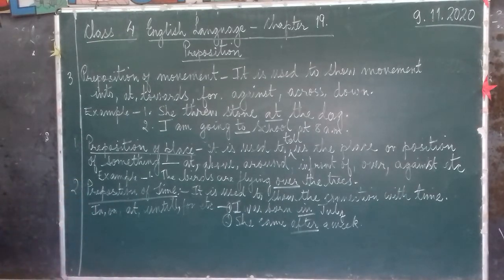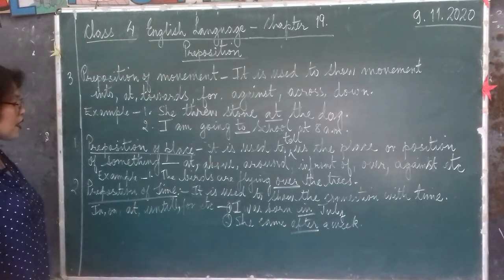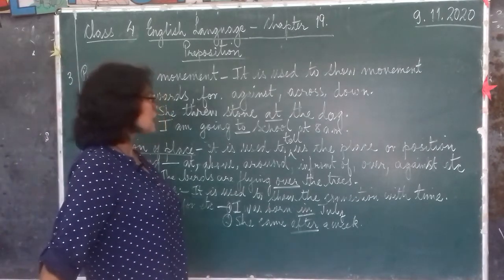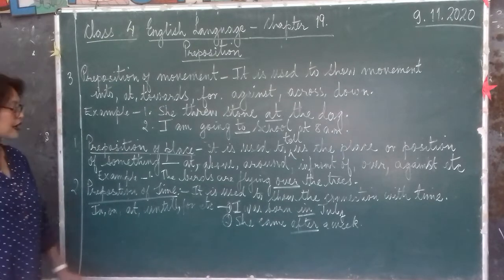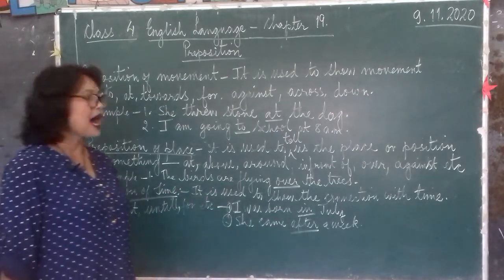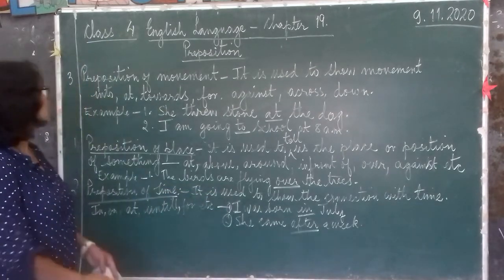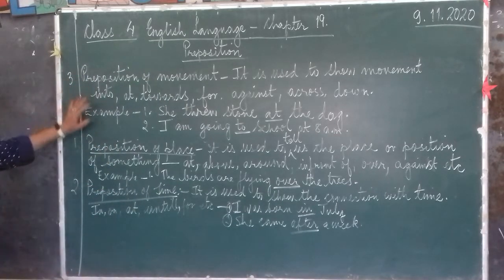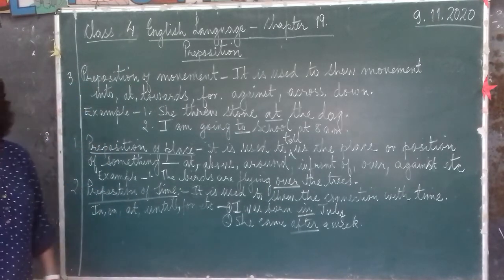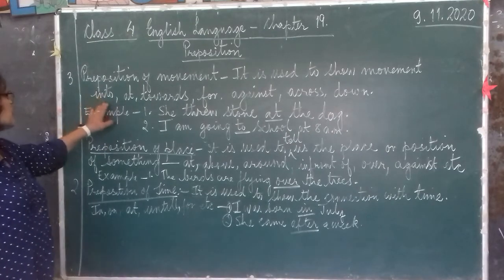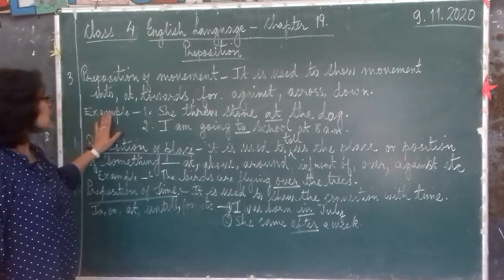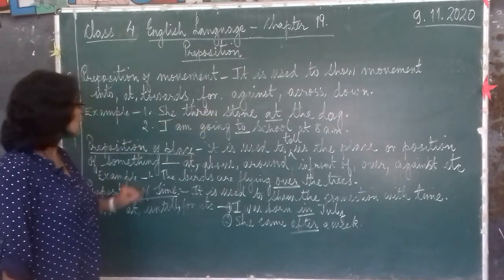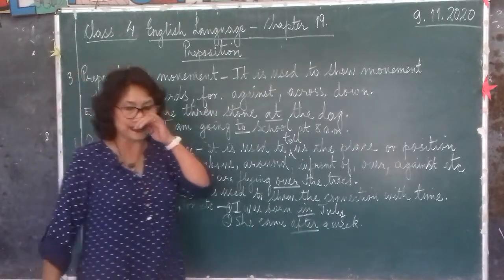Preposition of time. It is used to show the connection with time. In, on, at, until, etc. For example, I was born in July. I came after a week. Then, preposition of movement. It is used to show movement. Into, at, towards, for, against, across, down. Example, she threw a stone at the dog. I'm going to school at 8 a.m.